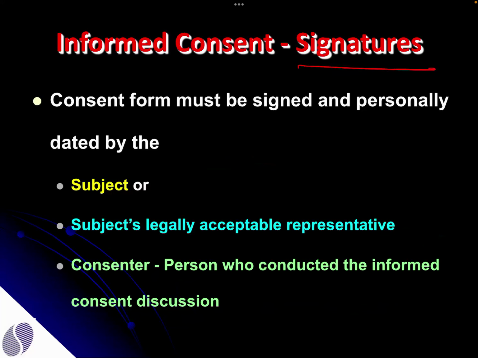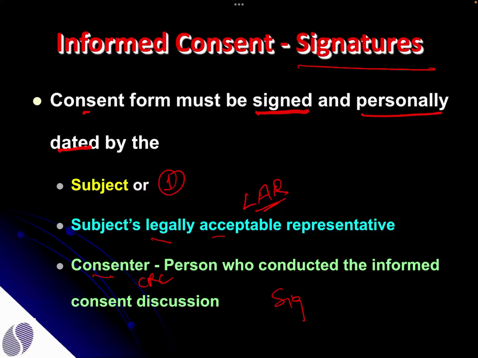So now covering the signature part, the consent must be signed and personally dated by, first, the subject; second, as we have studied, if a patient is unable to give consent, then the legally acceptable representative. Suppose a wife, then the husband is a legally acceptable representative; for kids, their parents or any guardian, whosoever is legally acceptable. The consenter, the person who is taking consent, like the CRC or investigator, has to sign. So the subject, LAR, and the consenter have to sign.